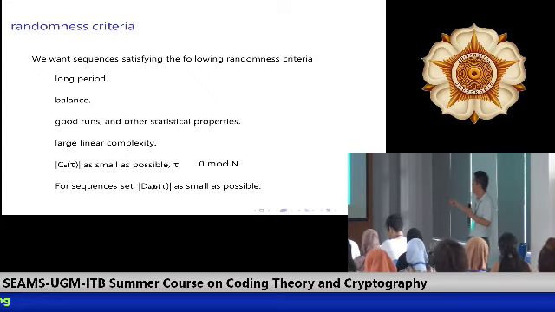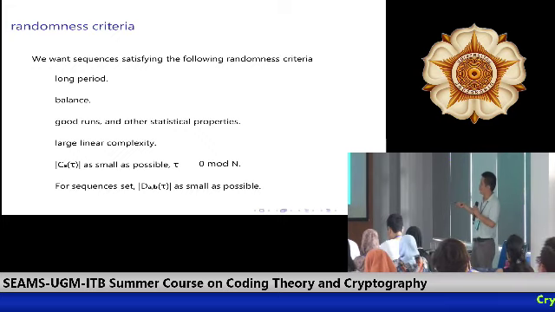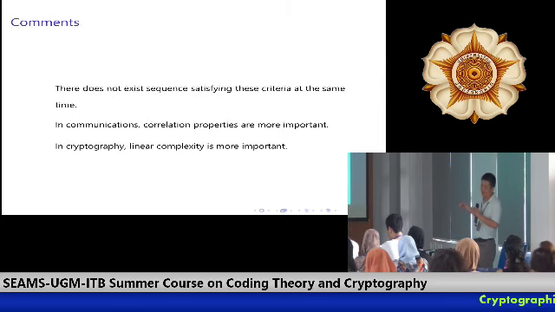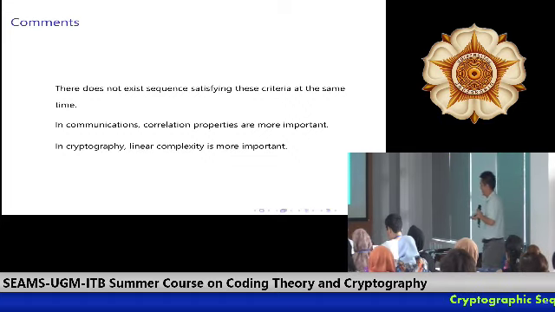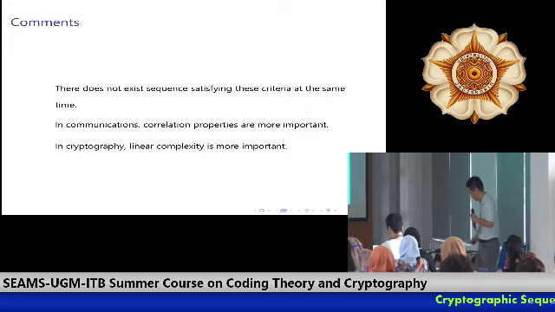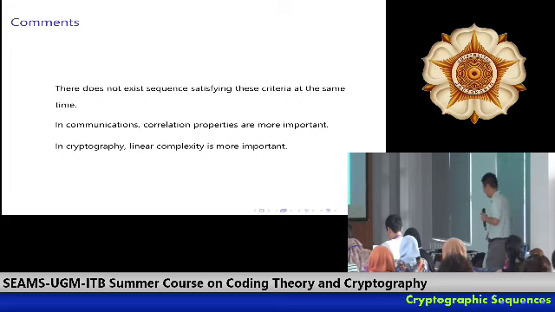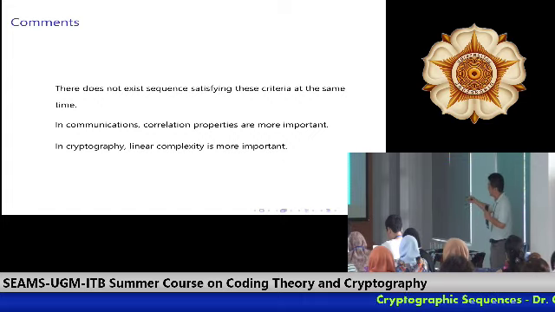These are the criteria. We want the good sequence to satisfy all conditions. But there does not exist a sequence satisfying all the criteria. Does not exist, so we cannot reach the perfect place. It can be proved, we just skip this one.